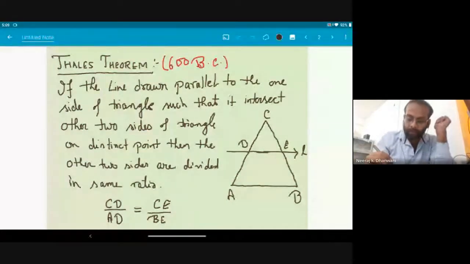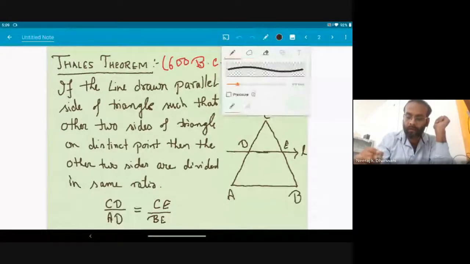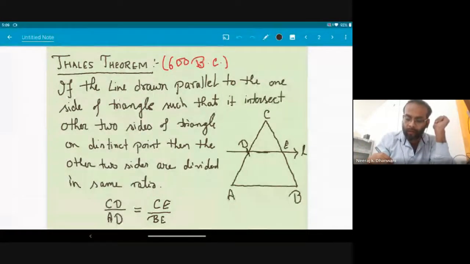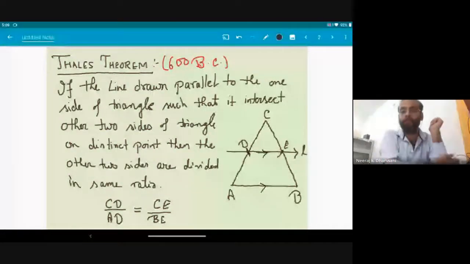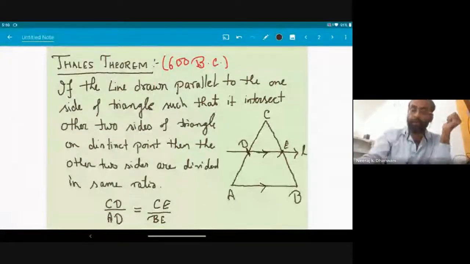If you assume D is a midpoint, and this is a line parallel to AB, then E will be the midpoint of BC. That's one of the basic corollaries of this theorem, and I'm sure all of us have seen the proof of this theorem somewhere in our basic studies.